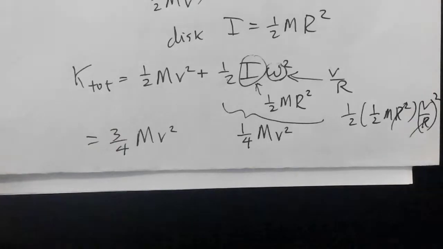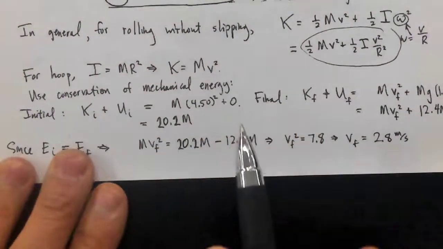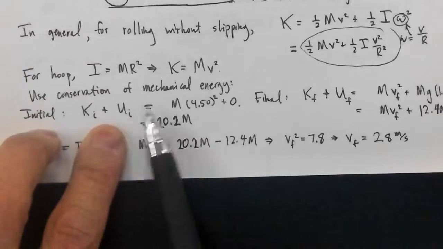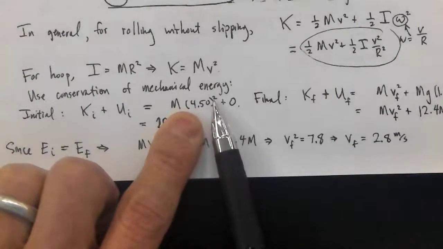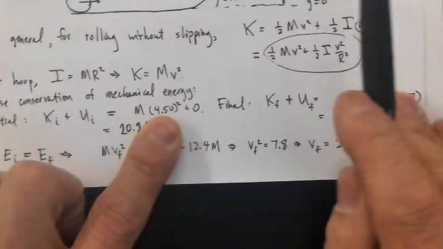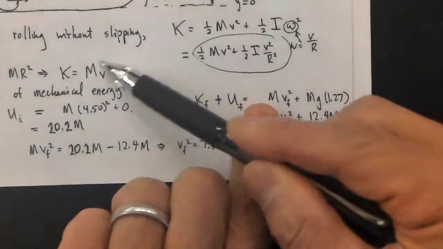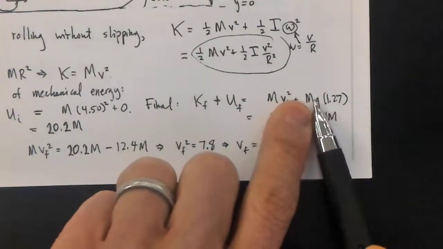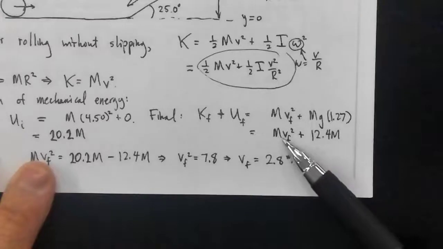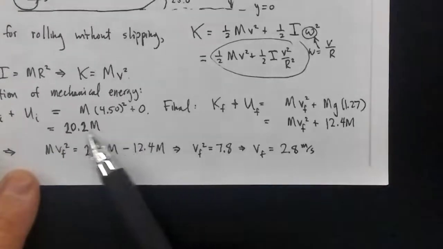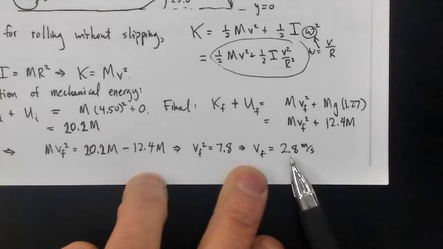Okay. All right. So now to complete this, you just use conservation of mechanical energy. You have K initial plus U initial. So you have the initial kinetic energy, m times V initial squared, so 4.5 squared, plus 0, since you start from 0 height. And then for the final case, you have the final kinetic energy, m times V final squared, because that's the formula for the total kinetic energy, plus mg times the final height, 1.27. And so you have m V final squared plus 12.4 m. Then you set the initial energy equal to the final energy. You solve for V final, you get 2.8 meters per second.